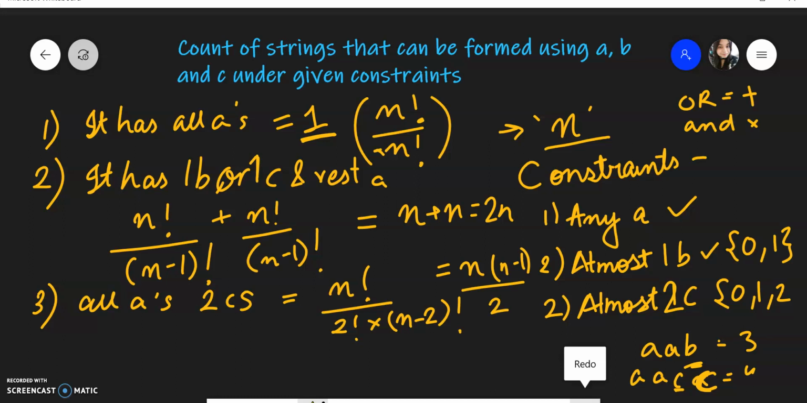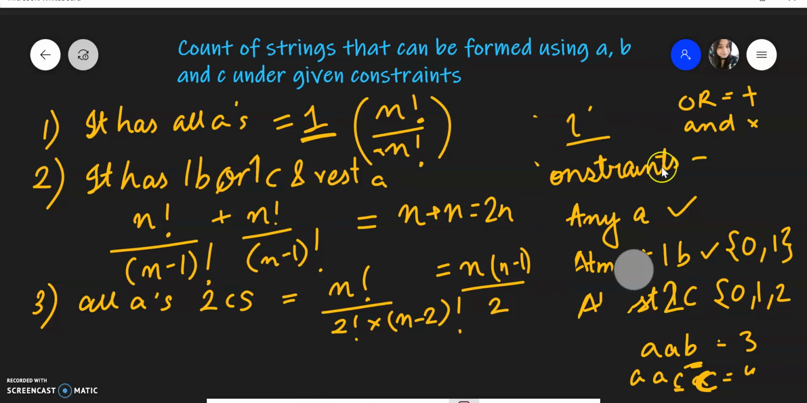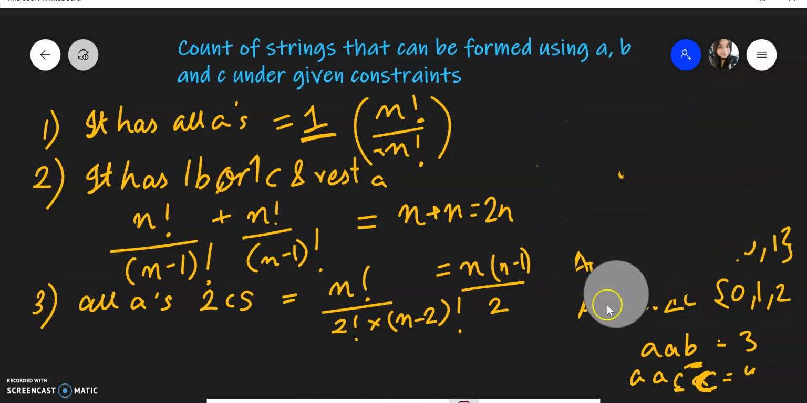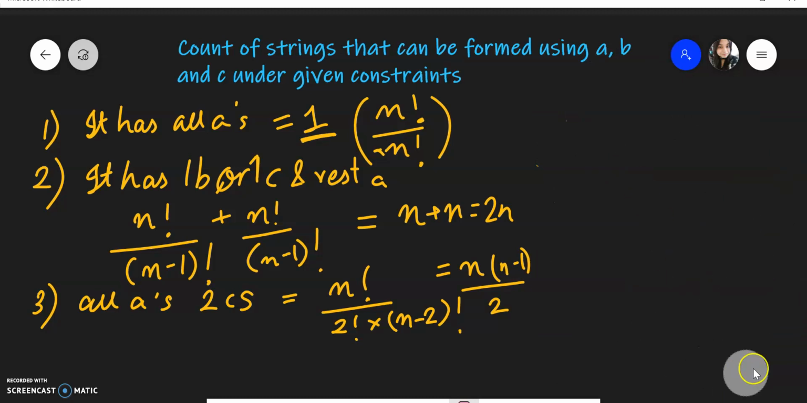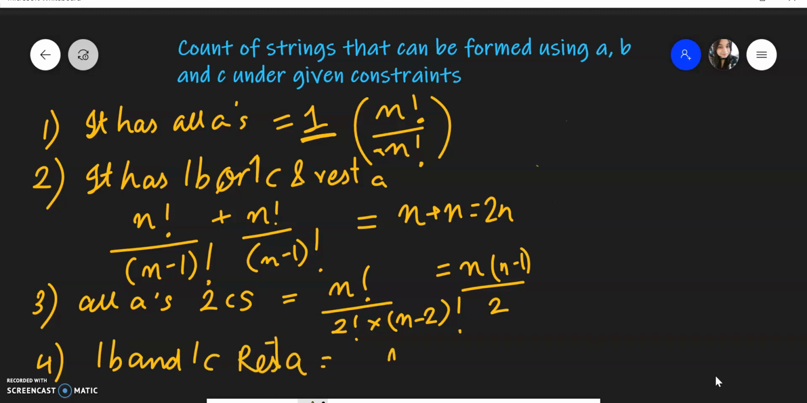So the fourth case will be, so I'll just remove this part so we have some extra space. I hope you guys are familiar with the cases till now, so we don't need this. Okay, perfect. So the fourth case will be, see, we have covered 1B, 1C, so now we are fixing 1B and 1C, rest A. Okay, so this will be n factorial. For example, we have a string like this, AABC. Okay, so here we have fixed 1B, 1C, right?